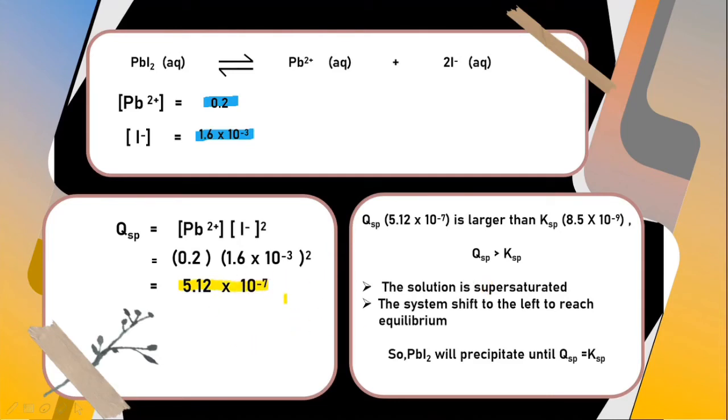Lastly, we need to form a conclusion from the Qsp value. Qsp, 5.12 times 10 to the power of negative 7, is larger than the Ksp given in the question. So the solution is supersaturated. The system shifts to the left to reach equilibrium. So the final answer is that lead(II) iodide, PbI2, will precipitate until Qsp is equal to Ksp.